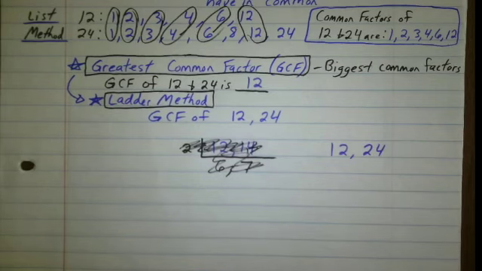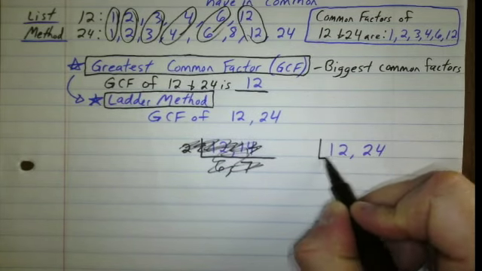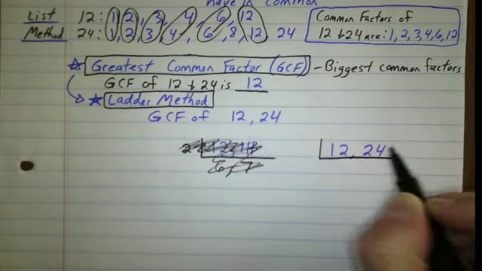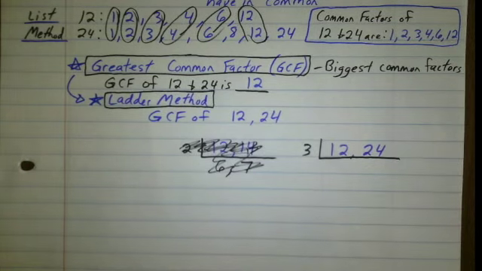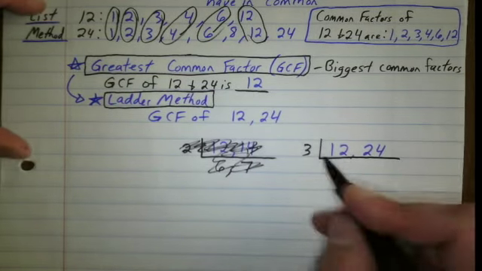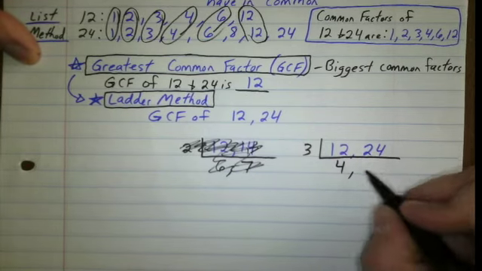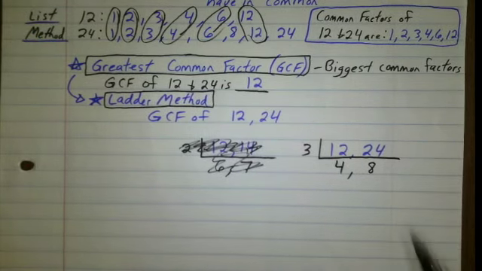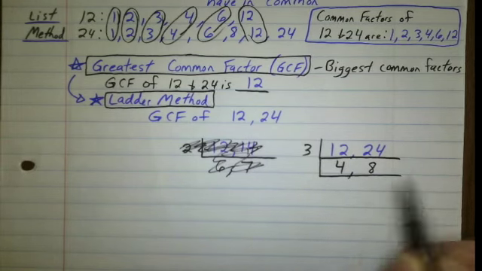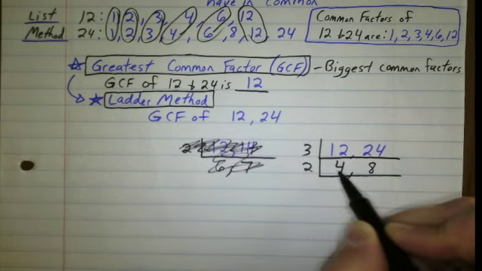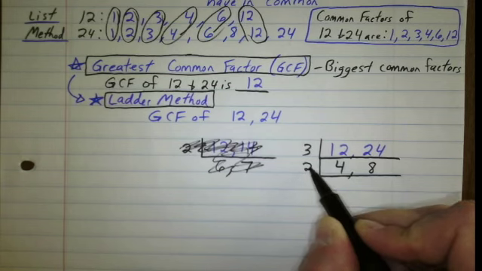My fault. 12, looking for a number that goes into them. 2 would also go into them, but I'd like to use 3 for my example. 3 also goes into both. 12 divided by 3 gives us 4. 24 divided by 3 gives us 8. Do I make another rung? Do I have another number that goes into both of those? Yeah, 2. 2 is a prime number that goes into both. Don't put a 4 out here because 4 is not prime.